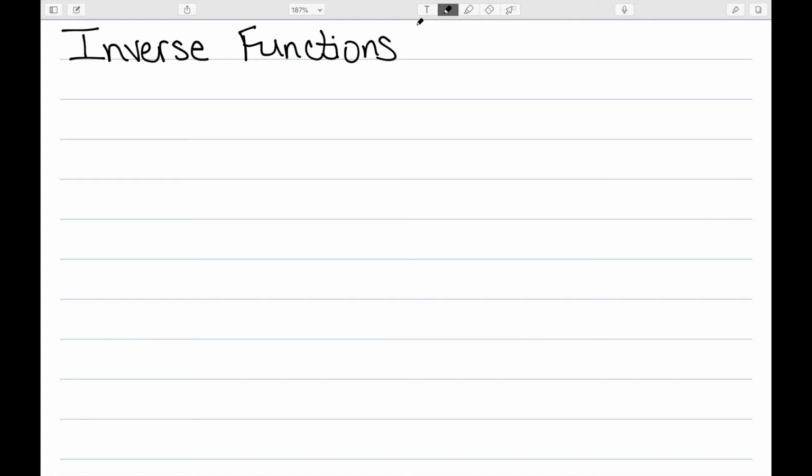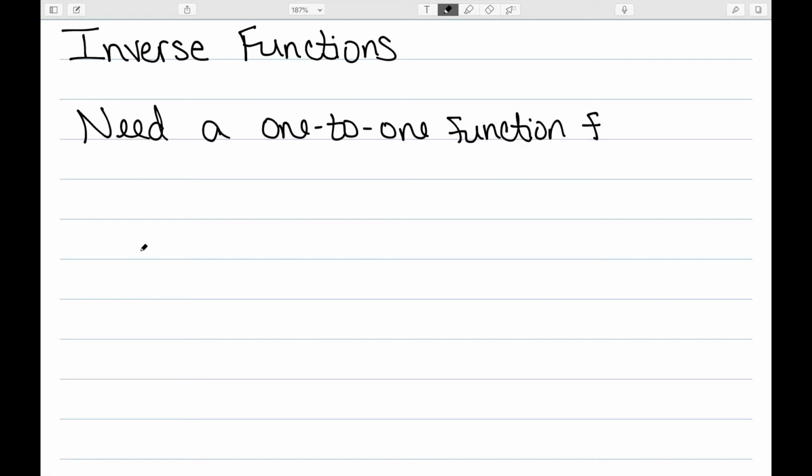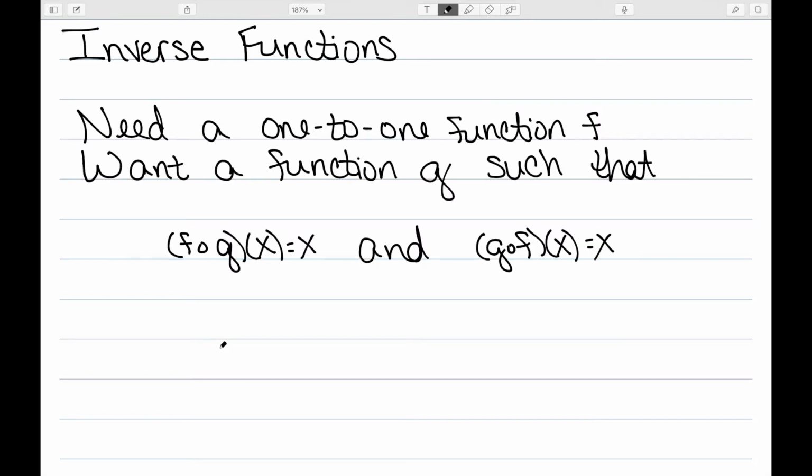In this video, I want to define the idea of an inverse function. For this, I'm going to start with a one-to-one function f. We want a function g such that f of g of x is equal to x and g of f of x is equal to x. The idea being we want to apply one rule and then apply the second and get back to where we started. So it's a way to undo a function. And this is known as the inverse. And we tend to denote it by f to the negative 1 of x.